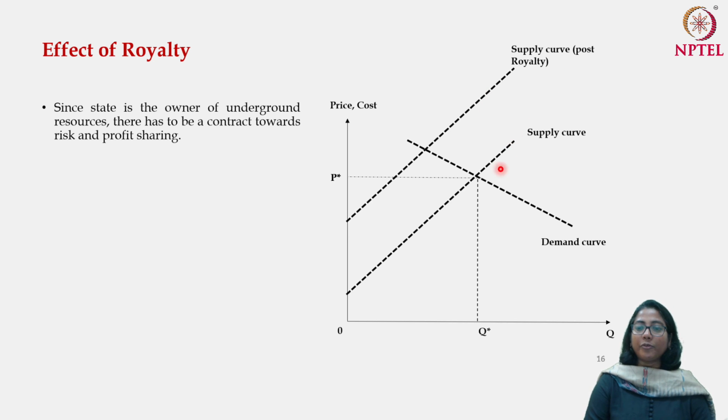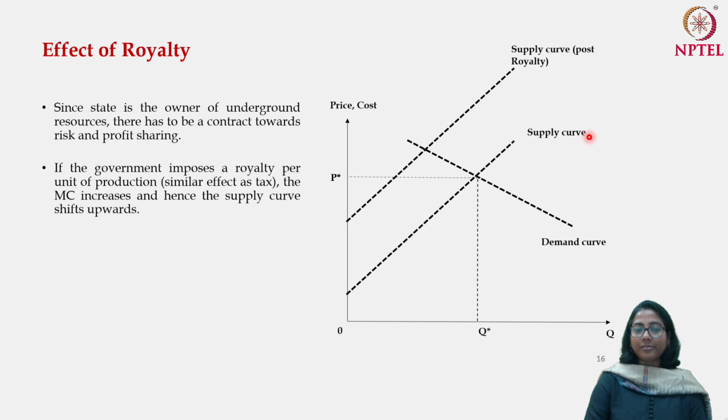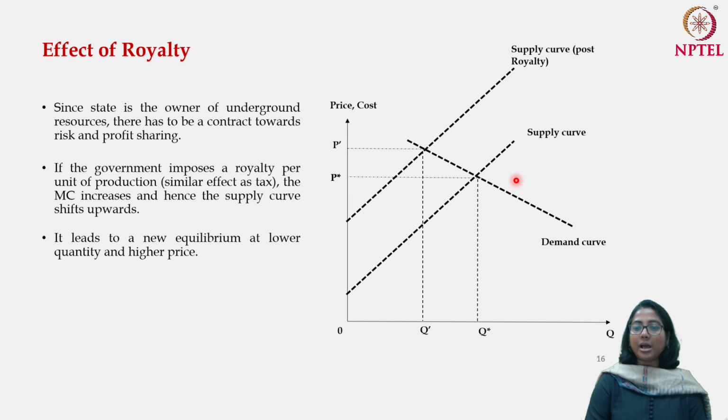So it goes up, which means that if you still want to continue with Q star amount of production, your marginal cost has gone up. However, if the demand curve remains unchanged, then you no longer stick to the old equilibrium. Your equilibrium shifts, and now you are producing less, Q prime, which is less than Q star, and the price that you are asking from the market is higher, which is P prime. So your new equilibrium is P prime, Q prime: higher price and lower quantity supplied.